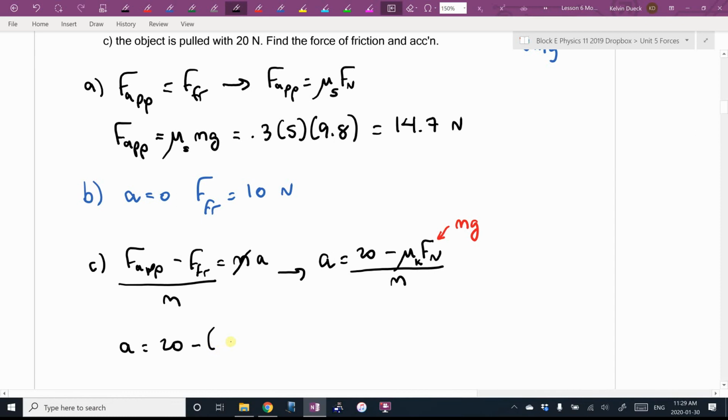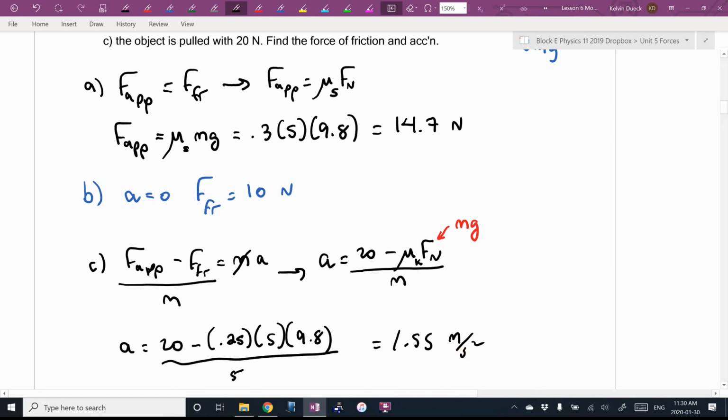What was mu k? I've scrolled down. Times 5 times 9.8 all over 5. It's going to be 49 times 0.25. 50 times 0.25 would be 12.5. So it's going to be 12.25. It's going to be 20 take away 8. 1.7 something. I'm off. I lost a decimal somewhere in there. What'd you get? 1.55? I went up instead of down. 1.55 meters per second squared.